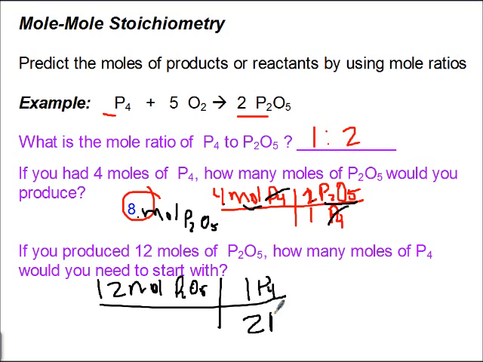So for every 2 P2O5, which means 12 divided by 2 is 6 moles is left. And then the P2O5 cancels. I have 6 moles of P4. If I make 12 moles here, I need 6 moles over here to start with. And that's what stoichiometry is all about.